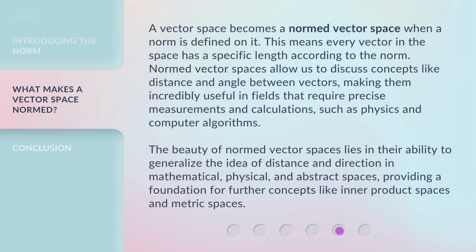A vector space becomes a normed vector space when a norm is defined on it. This means every vector in the space has a specific length according to the norm. Normed vector spaces allow us to discuss concepts like distance and angle between vectors, making them incredibly useful in fields that require precise measurements and calculations, such as physics and computer algorithms. The beauty of normed vector spaces lies in their ability to generalize the idea of distance and direction in mathematical, physical, and abstract spaces, providing a foundation for further concepts like inner product spaces and metric spaces.